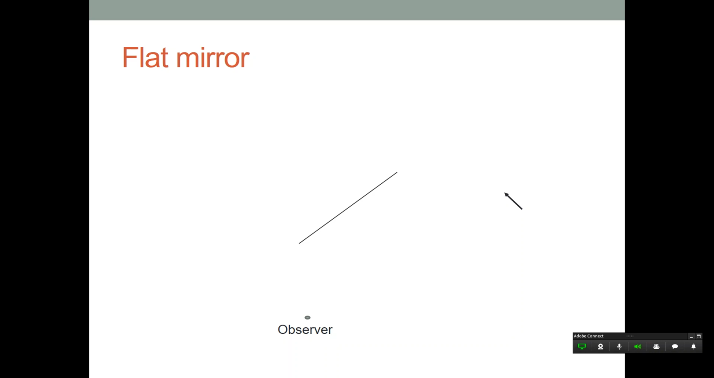And this one's the top. Does that make sense? This is your incident ray. This is your reflected ray. There's two of them. One, two.